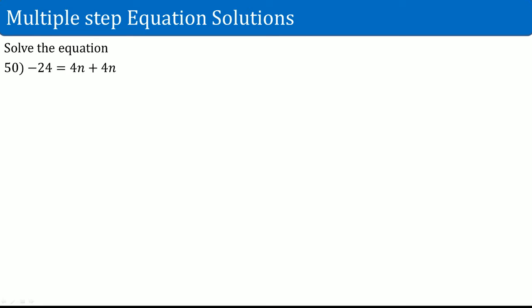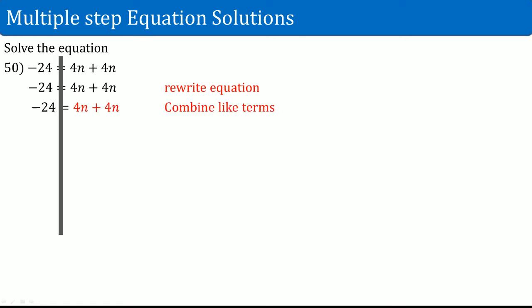50. Negative 24 equals 4n plus 4n. Rewrite the equation and draw a line straight down. We will combine like terms. 4n plus 4n becomes 8n. Now it becomes a one-step equation.